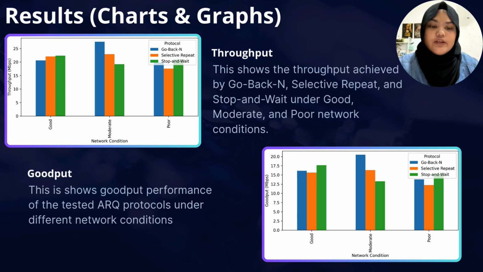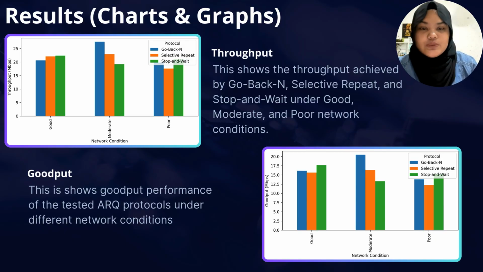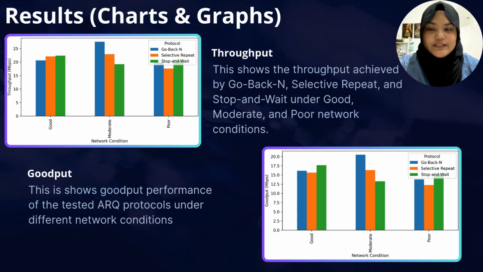My name is Nur Sharafana, and in this part, I will talk about the results, charts, and graphs for the calculated metrics. The first chart is throughput. The chart shows the throughput achieved by go back and selective repeat and stop and wait under good, moderate and poor network conditions. And the second chart is goodput.